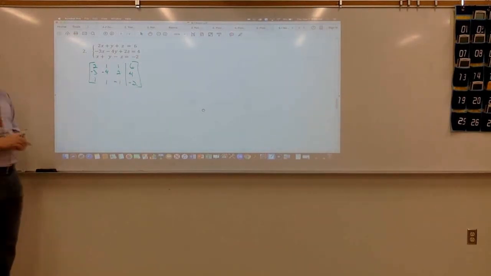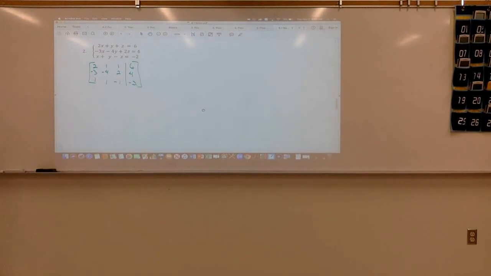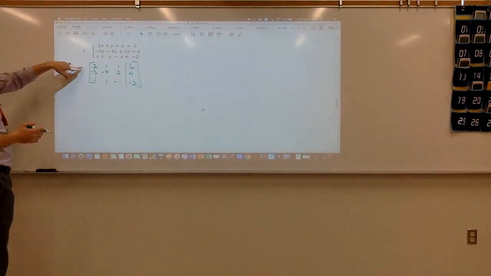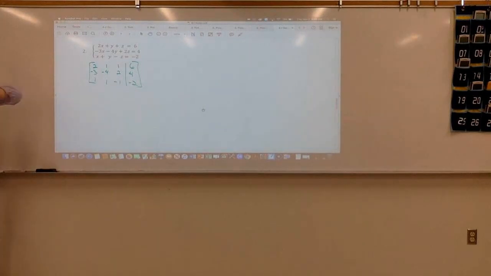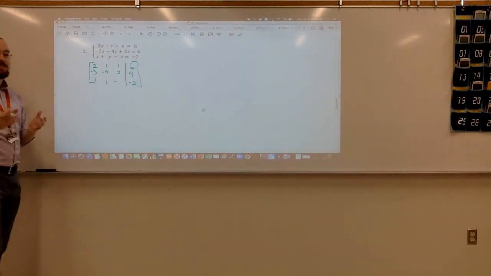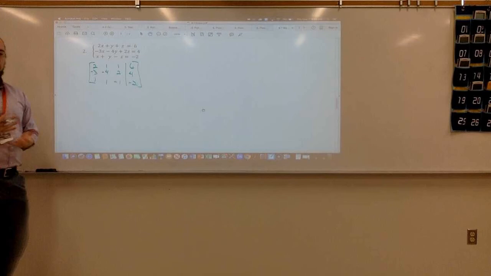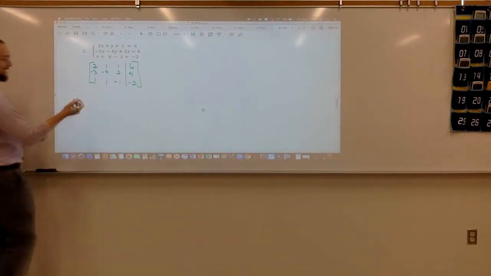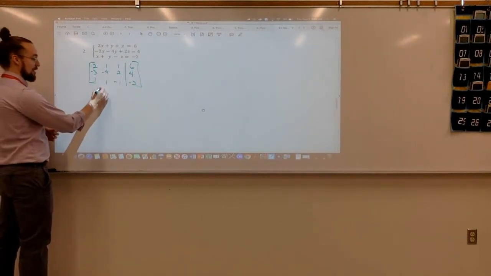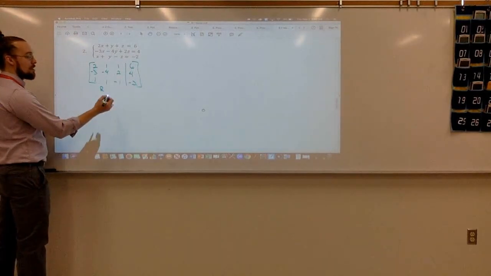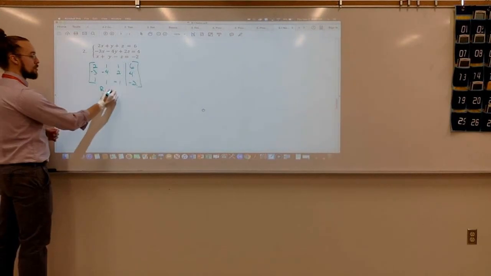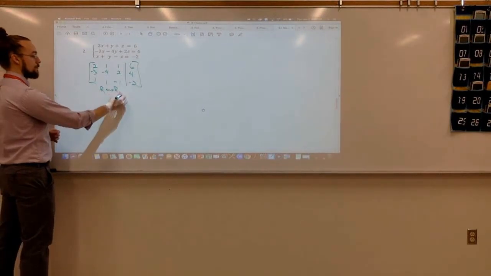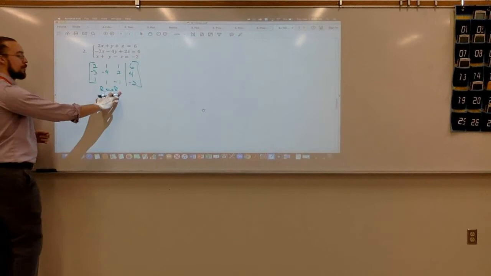Okay, so there's multiple things that we could do here. I probably am not going to multiply the first one by 1/2 because then I'll get a bunch of fractions. I don't really want to deal with fractions. So I'm just going to switch the first and the third rows, not first and second.